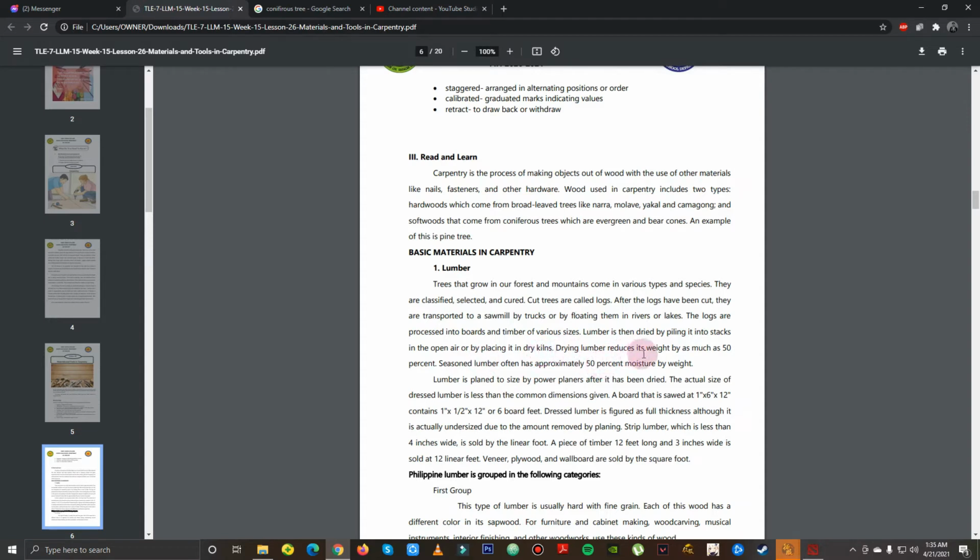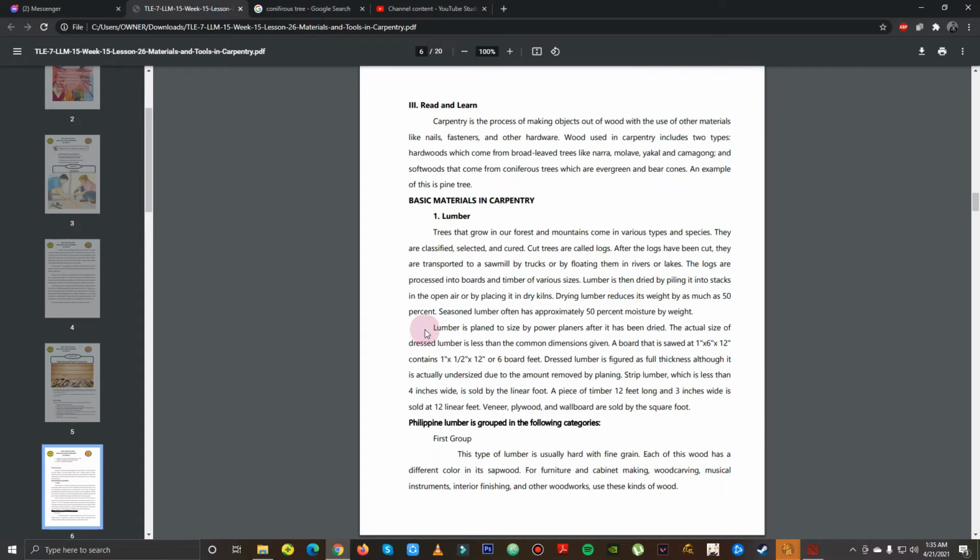Drying lumber reduces its weight by as much as 50%. Green lumber often has approximately 50% moisture by weight. So wood is really heavy when it's still alive. So if you dry it, 50% of its weight is reduced. So it becomes lighter. Why is it heavy when it's still alive? Because of its moisture. It's still wet. That's what makes it heavy.